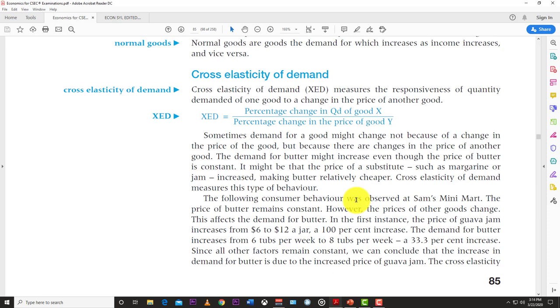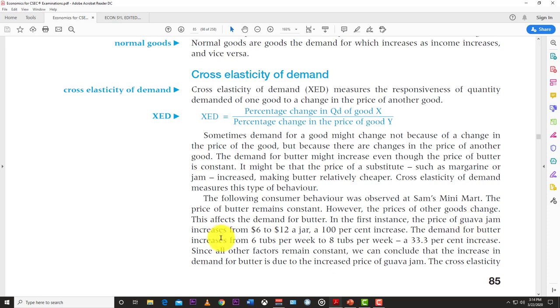So let's look at the examples from the textbook. Sometimes demand for a good might change, not because of a change in the price of the good, but because there are changes in the price of another good. The demand for butter might increase even though the price of butter is constant. It might be that the price of a substitute such as margarine or jam increased, making butter relatively cheaper. Cross elasticity of demand measures this type of behavior. And so they have the example here. The following consumer behavior was observed at Sam's Minimart. The price of butter remains constant. However, the price of other goods change. This affects the demand for butter.